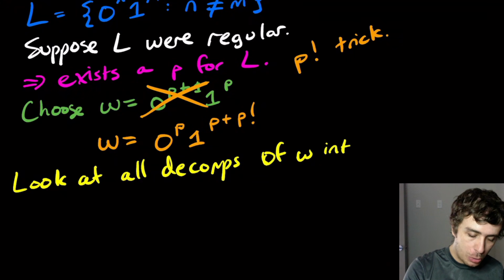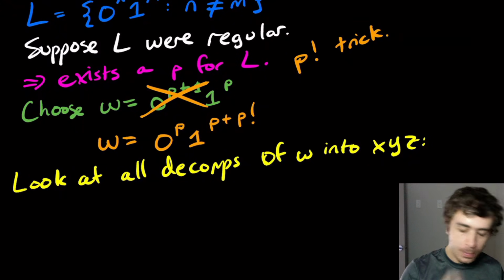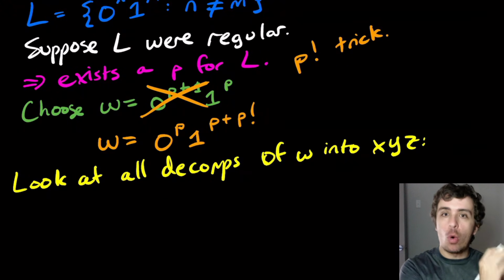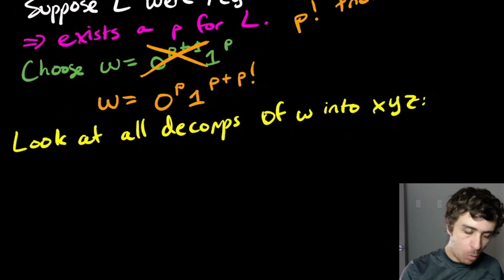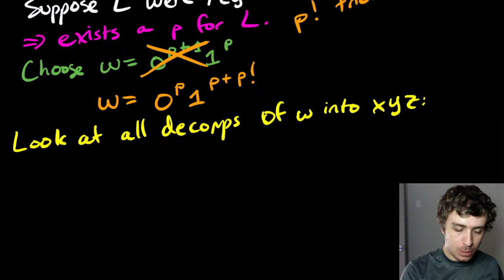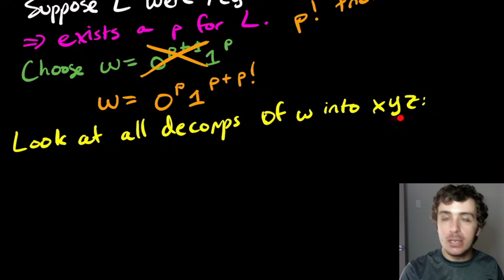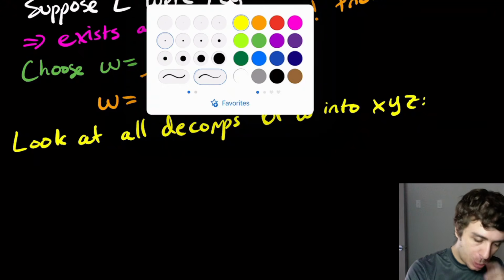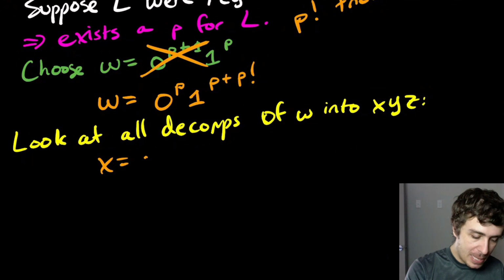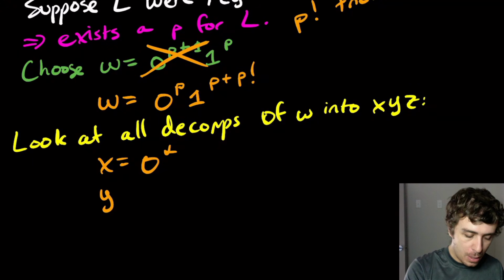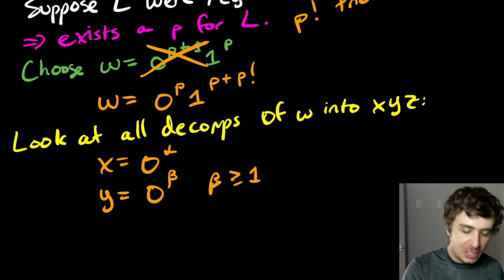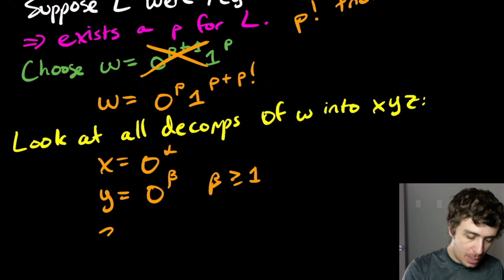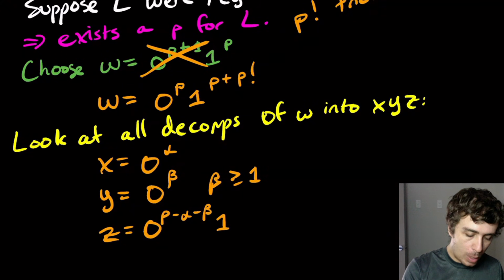So we've got to look at all decompositions of w into x, y, and z according to the rules, where xy has length at most p and y has at least 1 character. Well, we know that the first p characters are zeros, so we know that x and y are only zeros. So x is going to be some number of zeros, let's call it alpha. y is going to be some number of zeros, call it beta. And since y is non-empty, beta is at least 1. And z is the whole rest of the string. So we've got 0 to the p minus alpha minus beta, 1 to the p plus p factorial.